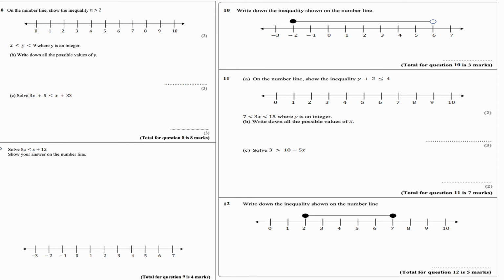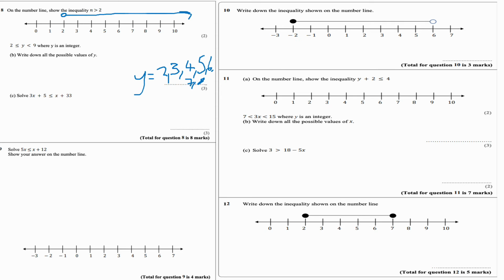Okay, this is question number 8. On the number line, show the inequality n is greater than 2. Well, it's going to be a hollow circle at 2 and it's going to the right because it's bigger than 2. Okay, next part. 2 is less than or equal to y, less than 9. Write down all the possible values of y. So y is equal to 2, 3, 4, 5, 6, 7, and 8, but it can't equal 9.